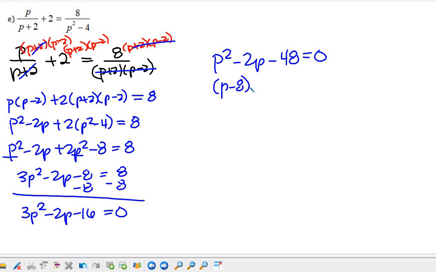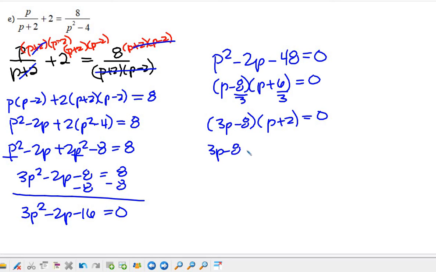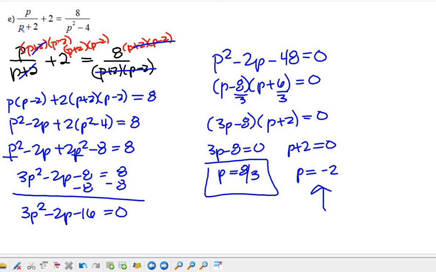So I have p minus 8, p plus 6. That's not my answer because I have to divide that 3 back out. So I have 3p minus 8 and p plus 2. So I have 3p minus 8 equals 0 and p plus 2 equals 0, which gives me p is equal to 8 over 3 and negative 2. This one has to be thrown out because it makes my denominator 0. Negative 2 plus 2, negative 2 squared minus 4. Either way you check it, it only has to make one of the denominators 0, not all of them, just one, and it has to be thrown out. So that leaves me with p is equal to 8 over 3.